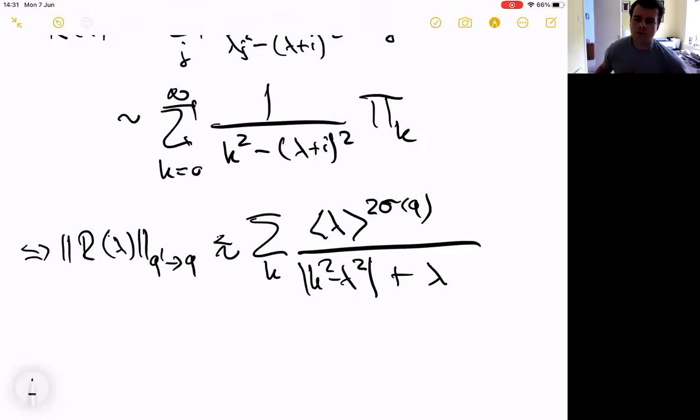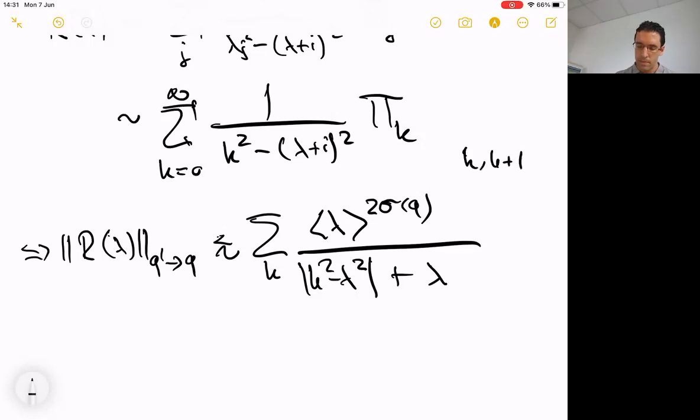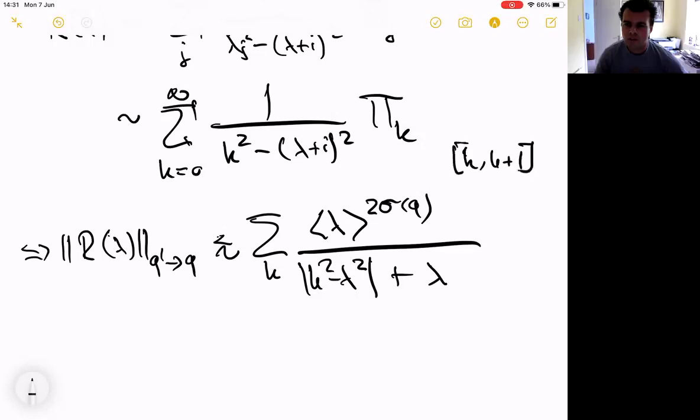Can I ask a quick question? Yes. So you defined your projection pi k to be projection onto the closed interval. So do you care if you have something on the edge of this interval? No, I don't care about that. Because you'd count it twice. I count it twice because I don't care about constants, basically.